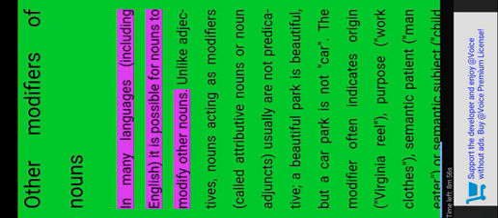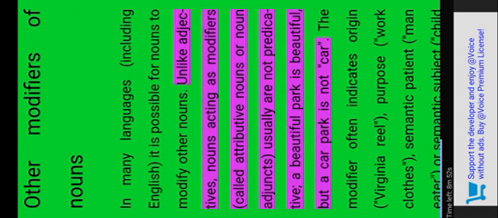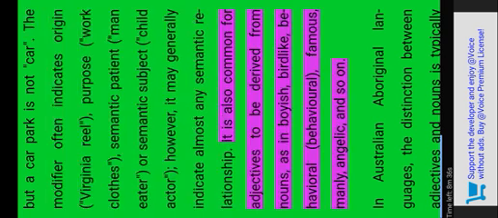Other modifiers of nouns. In many languages, including English, it is possible for nouns to modify other nouns. Unlike adjectives, nouns acting as modifiers, called attributive nouns or noun adjuncts, usually are not predicative. A beautiful park is beautiful, but a car park is not "car." The modifier often indicates origin, "Virginia ham," purpose, "work clothes," semantic patient, "man-eater," or semantic subject, "child actor." However, it may generally indicate almost any semantic relationship. It is also common for adjectives to be derived from nouns, as in boyish, bird-like, behavioral, famous, manly, angelic, and so on.